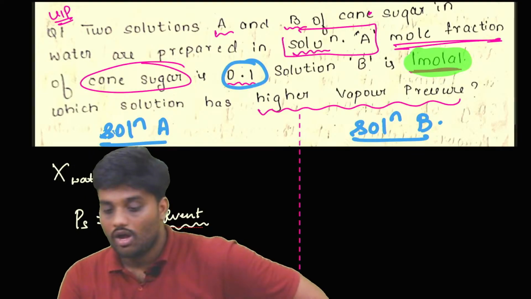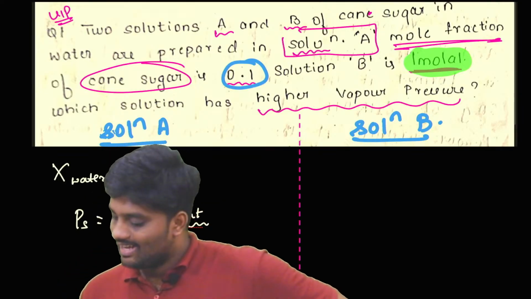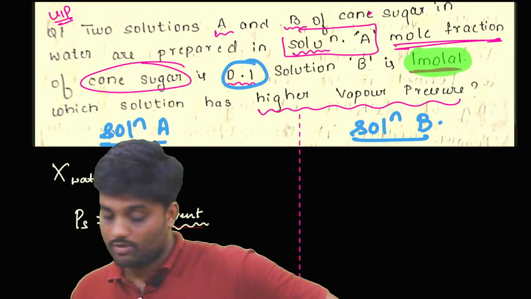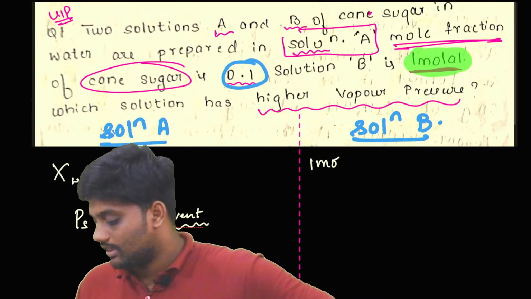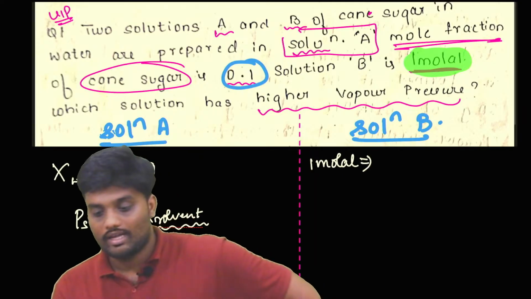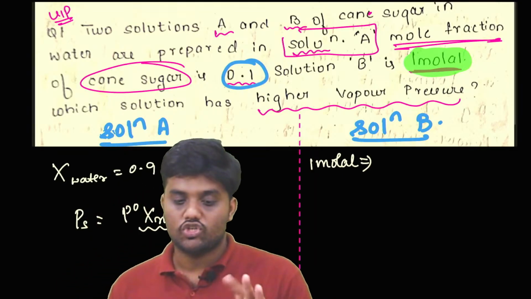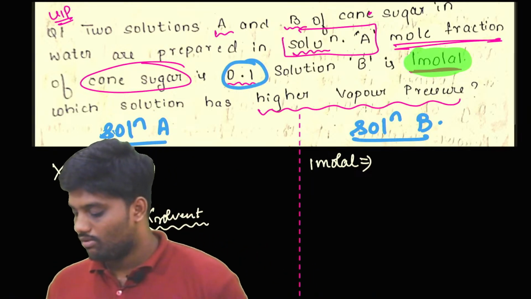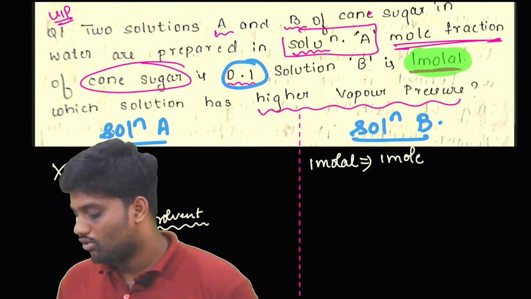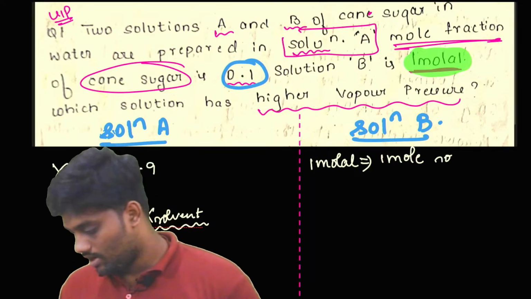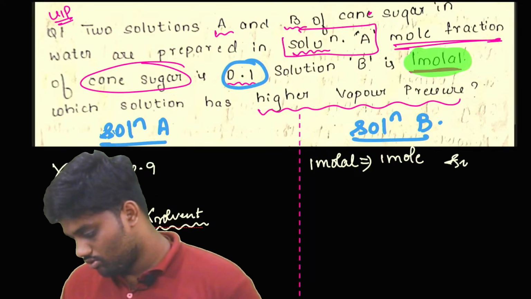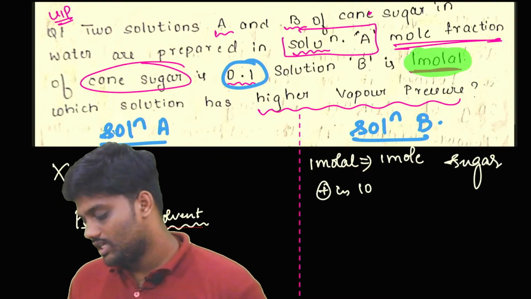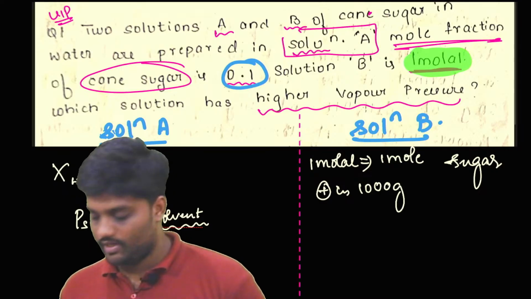Solution B is 1 molal. See, when you go for solution B, 1 molal means what is the meaning? 1 mole of sugar present in 1000 gram of solvent.